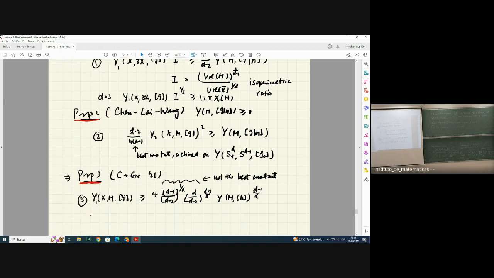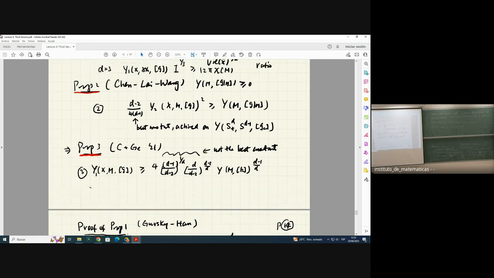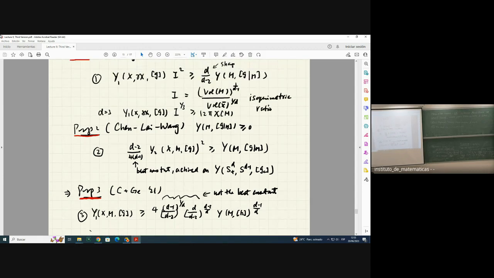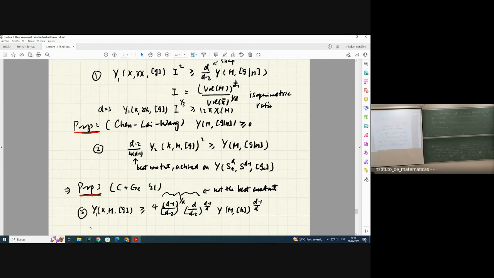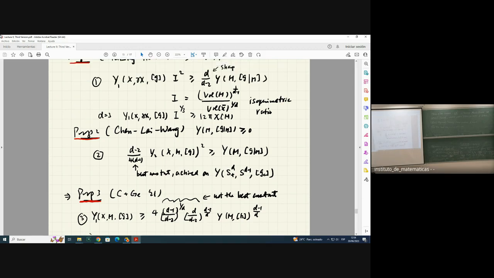And now there is a recent observation by Yi Wang and I. What we observe is that 1, Y1 is bigger than Y up to this isoperimetric constant, and 2, Y2 is bigger than Y, would imply Y1 is bigger than some constant times Y to the (d minus 1) over d power. But since our observation combines 1 and 2, this constant is not sharp. We know it's not sharp.